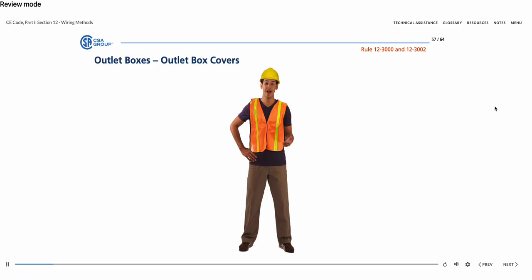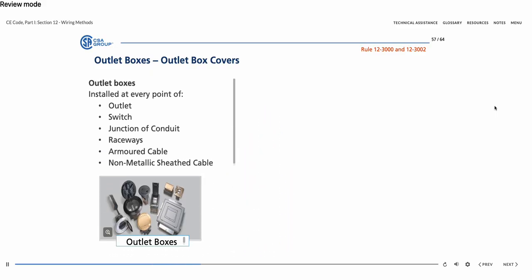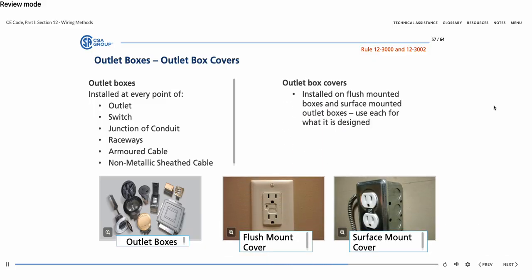The last topic in this lesson is outlet boxes, cabinets, outlets, and terminal fittings, starting with outlet boxes and covers. Outlet boxes must be installed at every point of outlet, switch, junction of conduit, raceway, armored cable, or non-metallic sheathed cable. Outlet box covers must be installed on flush-mounted boxes and surface-mounted boxes. Use each for the purpose it was designed for.